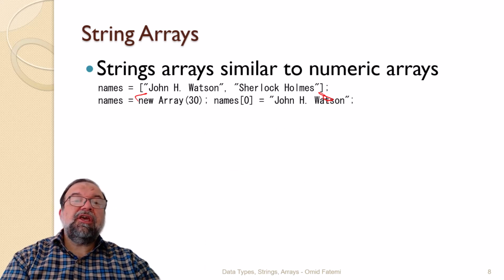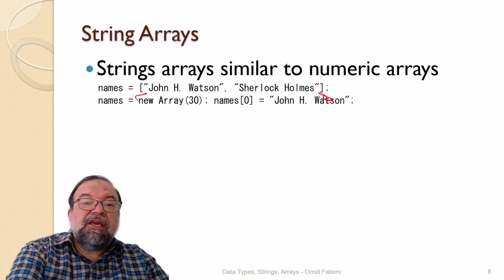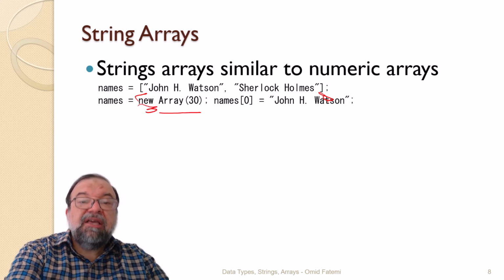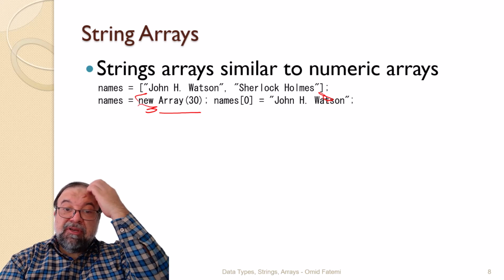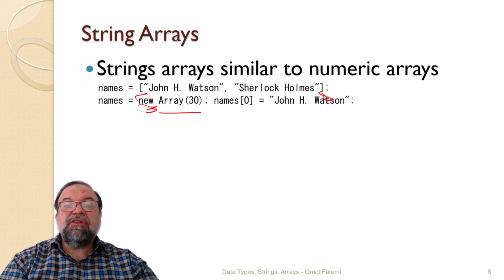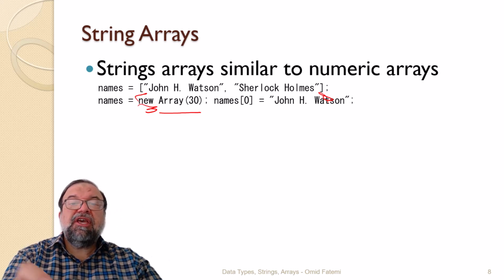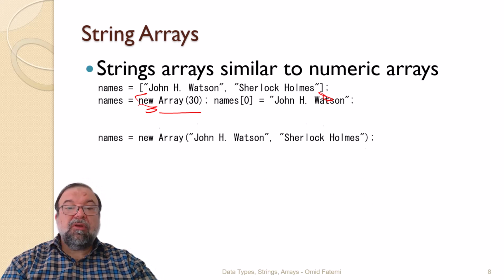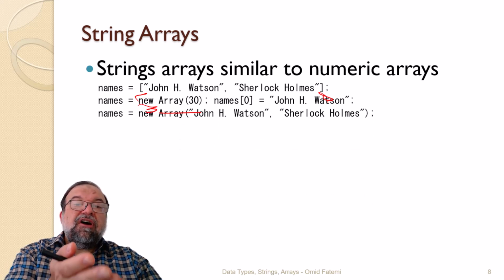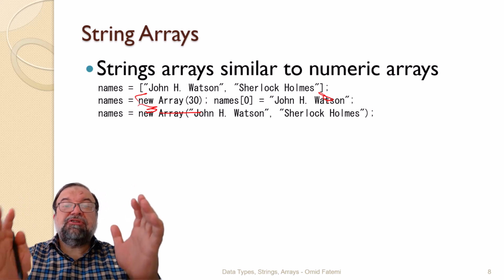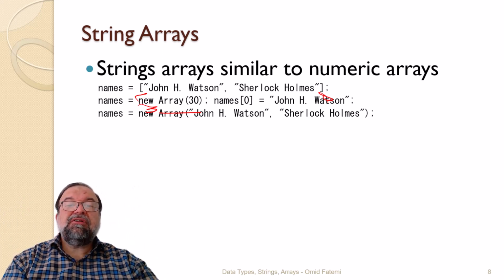Or you could write again names gets new array 30, and then for each element of that array you put a string. For example, names 0 gets John H. Watson. Or you could define the array and put the initial values when you are defining the array.